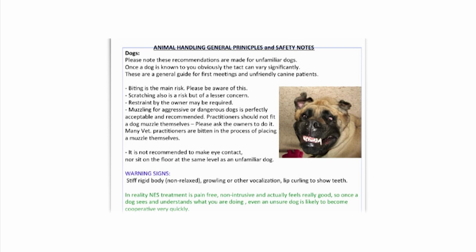In reality, NES treatment is pain-free, it's non-intrusive, and it actually feels really good. So once the dog sees and understands what you're doing, they normally become very cooperative, and it means follow-up treatments are much easier. The dog doesn't see you as someone who's going to harm them, and they enjoy the therapy. So very quickly you can change the emotional state of an animal to make it more cooperative for therapy.